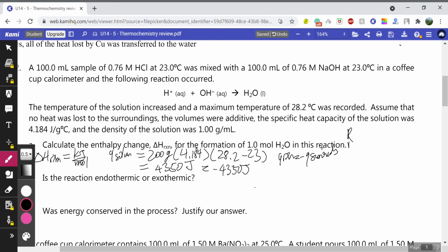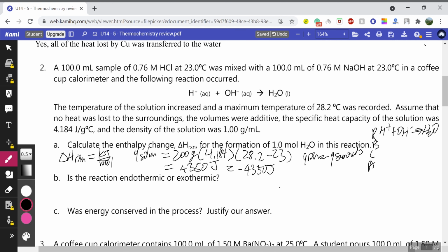Let's create an RICE chart of H plus, OH minus, forming H2O. We have how many moles? First, 100 milliliters, multiplied by 0.76 molar, 0.1 liters times 0.76 molar, which is 0.076. And the OH is the same thing, which is also 0.076. And the water, we start off with 0. So minus 0.076 on both sides, and plus 0.076. So we're going to have 0.076 moles of H2O.